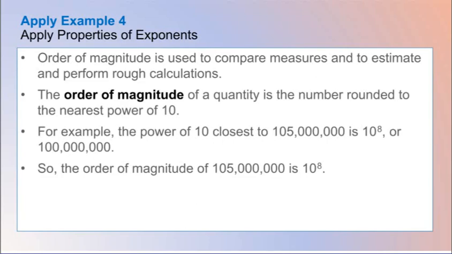Example 4, applying the properties of exponents. Order of magnitude is used to compare measures and perform rough calculations. The order of magnitude of a quantity is the number rounded to the nearest power of 10. For example, the power of 10 closest to 105 million is 10 to the 8th, or 100 million. So the order of magnitude of 105 million is 10 to the 8th power.